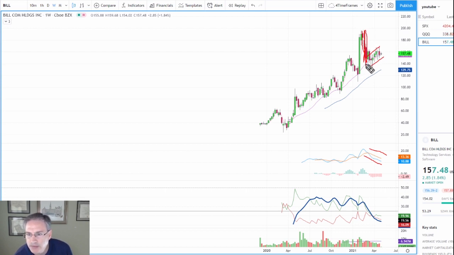Down move, and then sort of a flag. And you want to see if MACD is going in the opposite direction. To me, the likelihood is that we're going to get another test of support. Let me clear this off. So again, we've got this kind of upward drift.